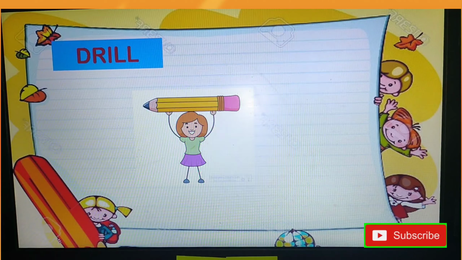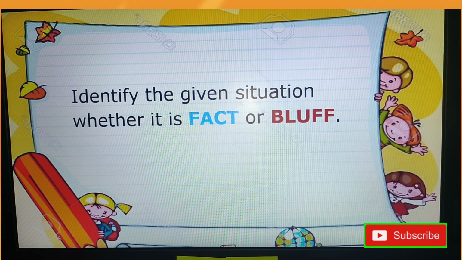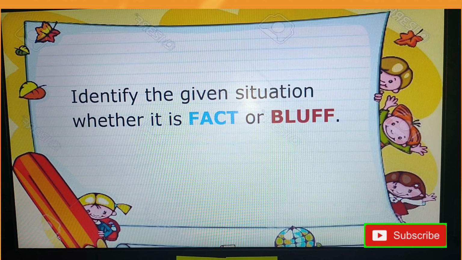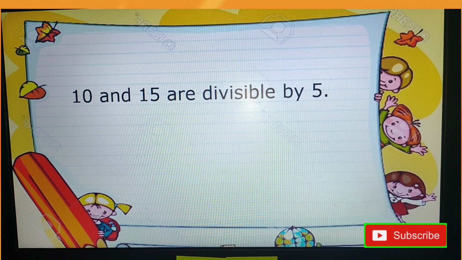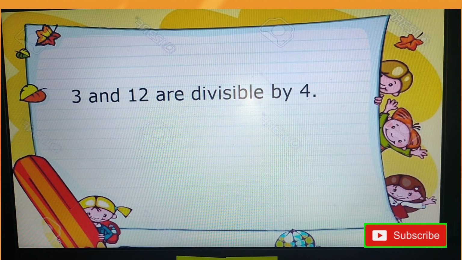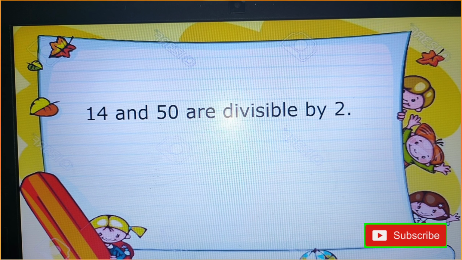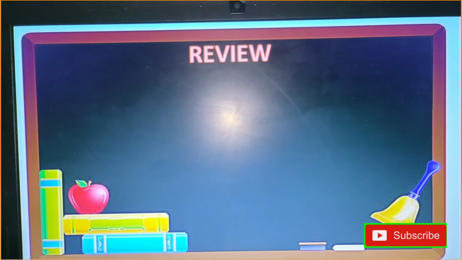Let's have our drill. Identify the given situation, whether it is fact or bluff. 10 and 15 are divisible by 5. The answer is fact. 3 and 12 are divisible by 4. The answer is bluff. 14 and 50 are divisible by 2. The answer is fact. And now let's have our review.